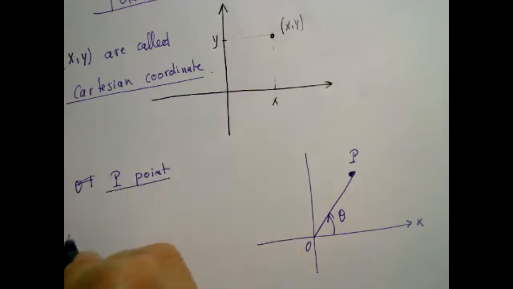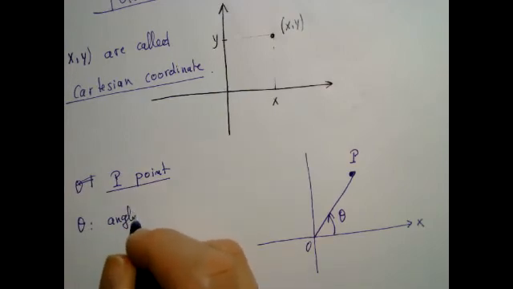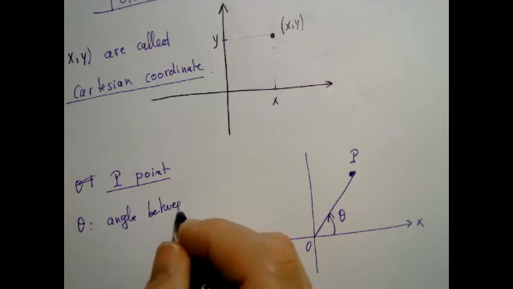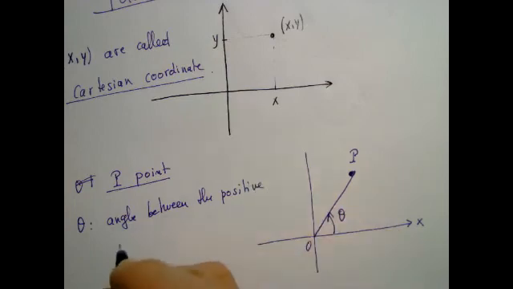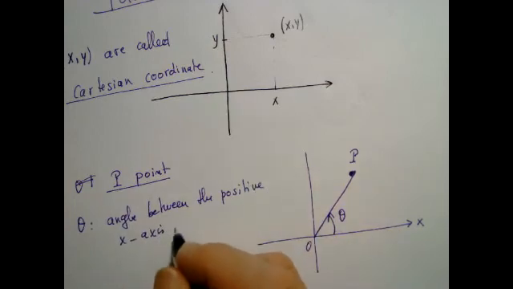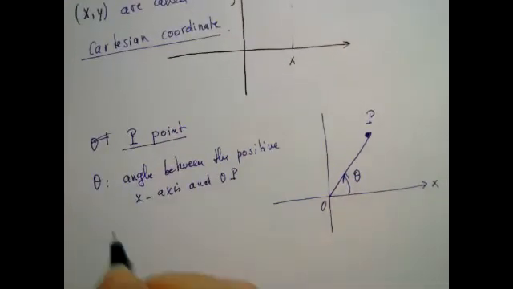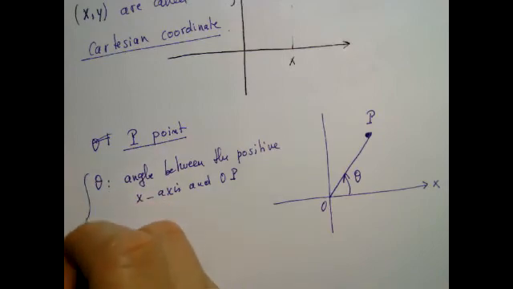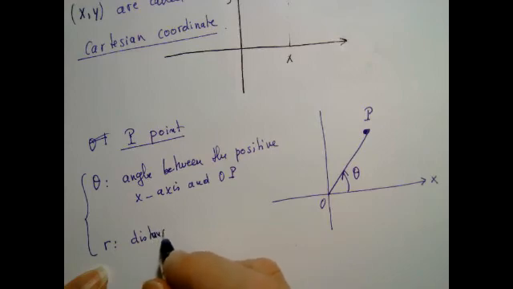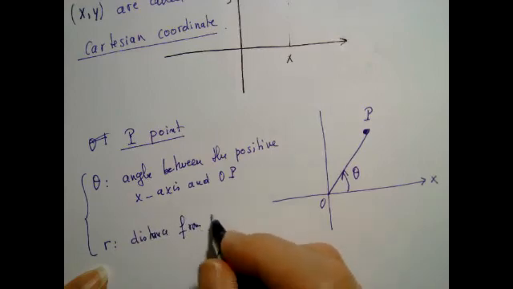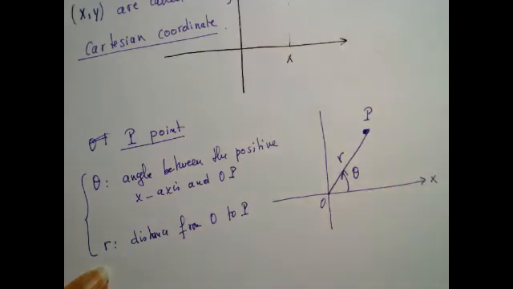P is a point. And we're going to call theta the angle between the positive x-axis, and that's important where it starts, the positive x-axis, and the line OP. That's my theta. And R, for now, for one more minute, is the distance from 0 to P. That's R.